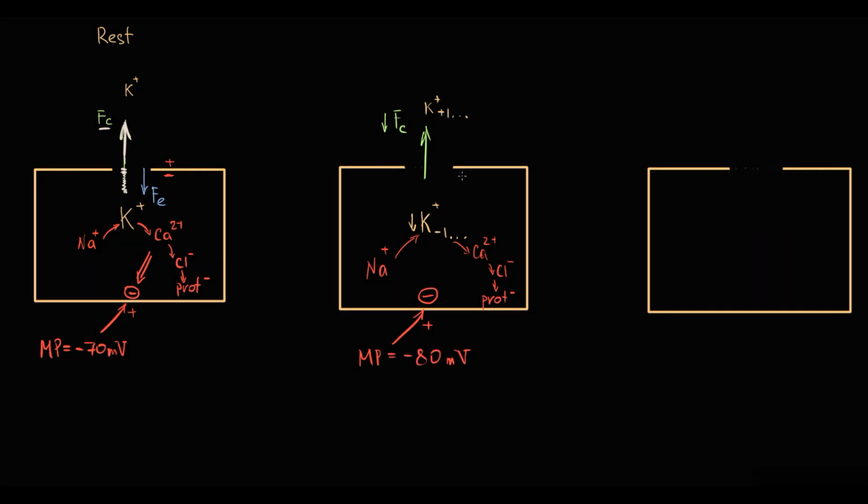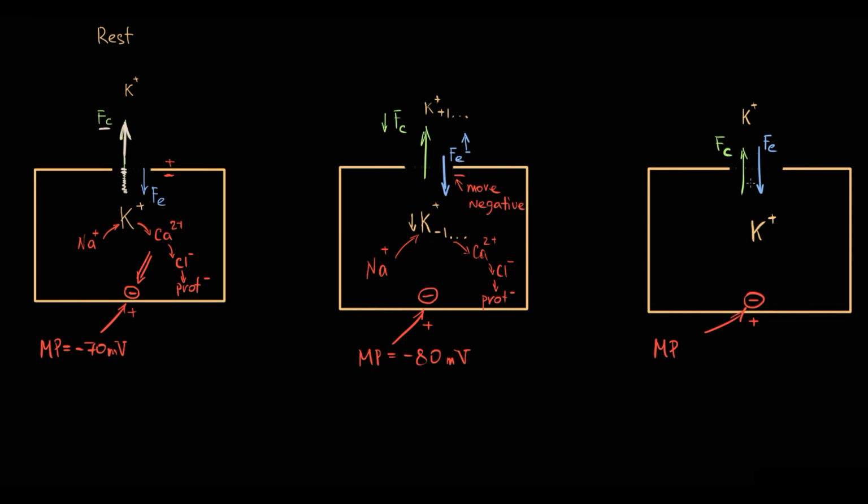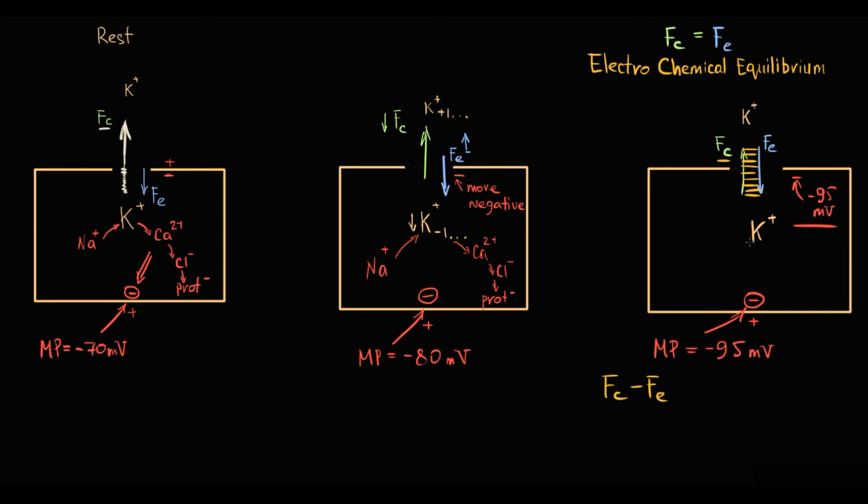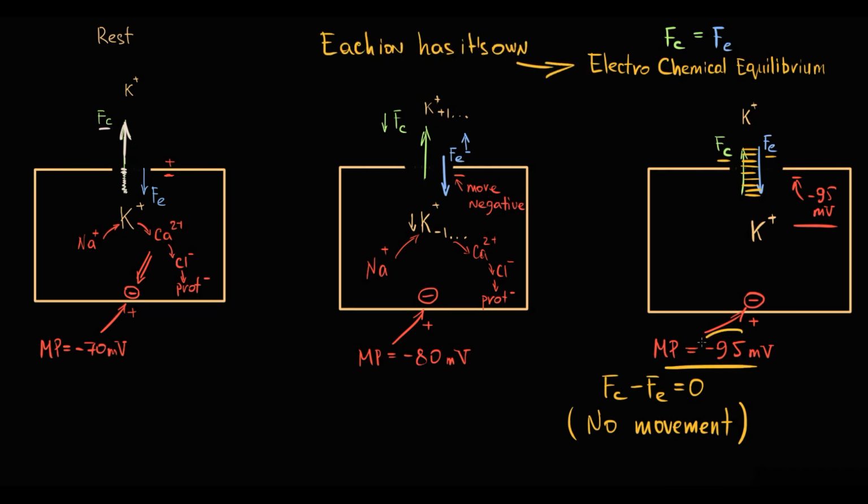Because the inner wall of the plasma membrane becomes more negative, electric force that keeps potassium inside the cell will increase. And at some point, membrane potential will reach a certain value when chemical force that pushes potassium out of the cell will be equal to electric force that keeps potassium inside the cell. For potassium, this value is minus 95. And when chemical force is equal to electric force, this moment is called electrochemical equilibrium. And at this moment there will be no movement of potassium through the cellular membrane at all, because both forces that act in opposite directions are equal. And importantly, for each ion, the value of equilibrium potential is different.